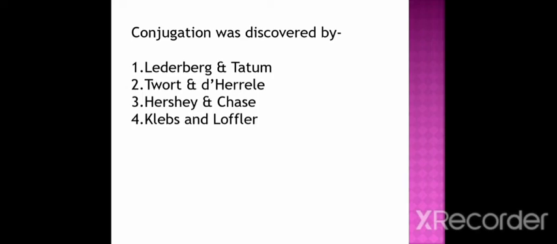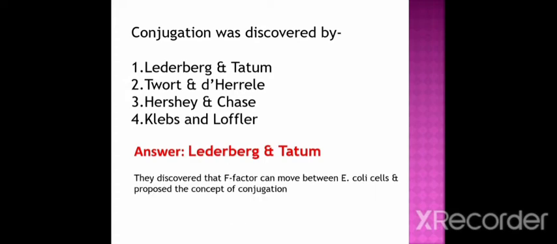Conjugation was discovered by Lederberg and Tatum, Twort and D'Herelle, Hershey and Chase, Klebs and Loeffler. And the correct answer is Lederberg and Tatum. They discovered that F factor, that is the fertility factor, can move between E. coli cells and proposed the concept of conjugation.